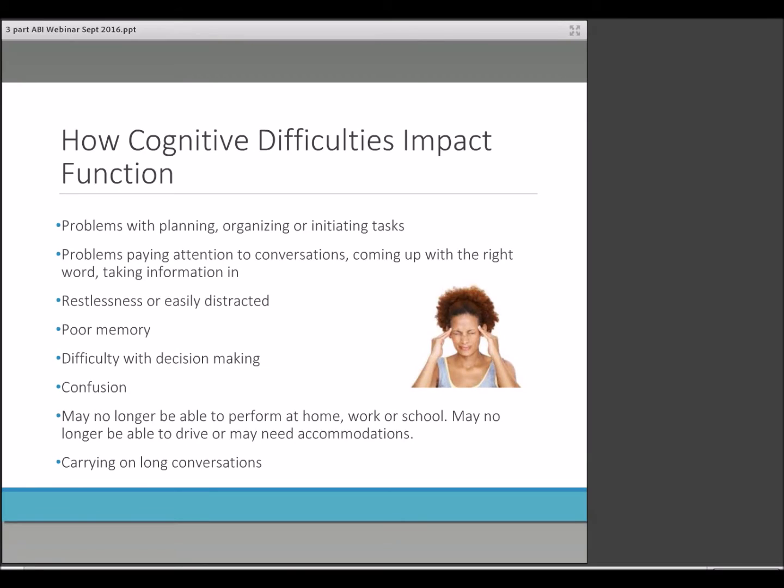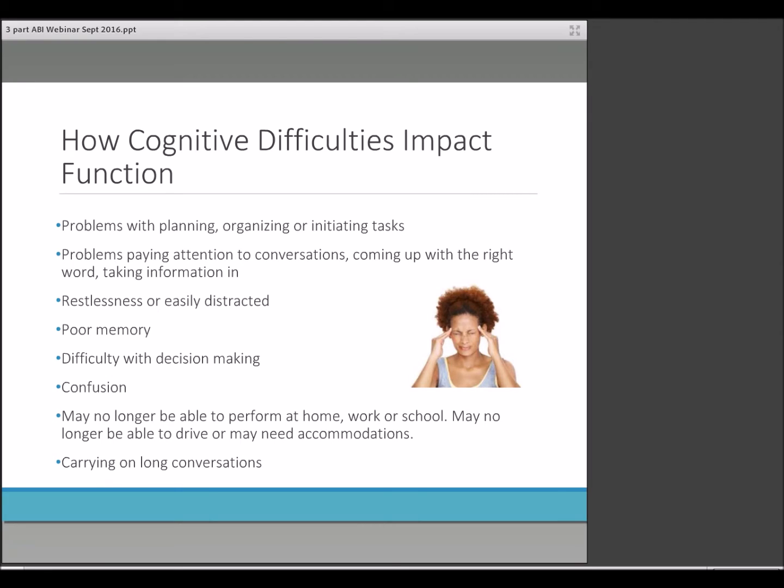How then do we see these cognitive difficulties impacting function with our clients? A person with acquired brain injury may be unable to or have difficulty planning, organizing, or even initiating tasks. They may have problems paying attention to conversations, coming up with the right word, or taking information in. You may notice this as restlessness and distractibility, poor memory, difficulty with decision-making, or confusion.